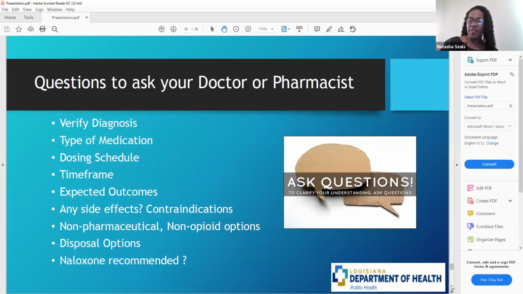Are there any side effects or any contraindications with other medications that I'm taking? Are there any available non-pharmaceutical or non-opioid options? Ask your pharmacist that when you pick up your prescription, or even your doctor. What are my disposal options for the medication? And last but not least, is naloxone recommended? And if so, how do I use it? And how do I recognize signs of overdose? Next slide.